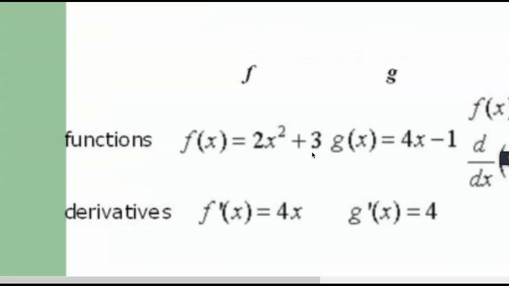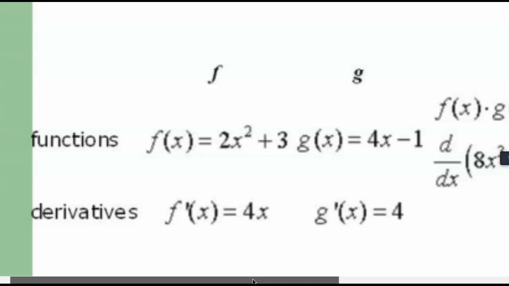Take f of x equal to 2x squared plus 3. Its derivative is 4x, right? We know that now. 2 times 2 is 4. Take 1 away, it's x. Derivative of 3 is 0. G of x is equal to 4x minus 1, and its derivative would be 4, because derivative of 4x is 4. Derivative of 1 is 0.